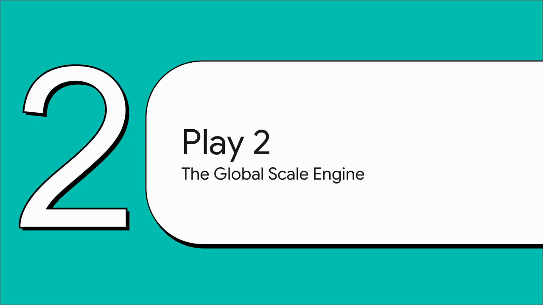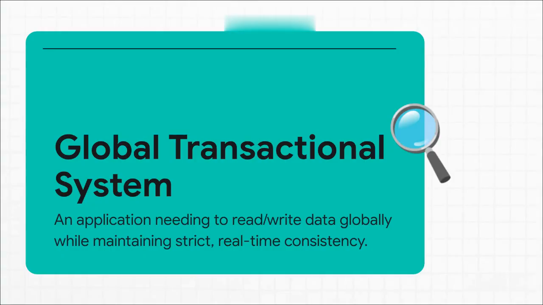What happens when your application's needs go way beyond just a single region? What if you need true global scale, but without giving up that strict consistency? Imagine something like a financial trading platform or a global inventory system, maybe a multiplayer gaming backend. These are systems that just can't afford eventual consistency. No way. A transaction that happens in Tokyo has to be immediately and consistently visible in New York. And that, my friends, is a fundamentally harder problem to solve.